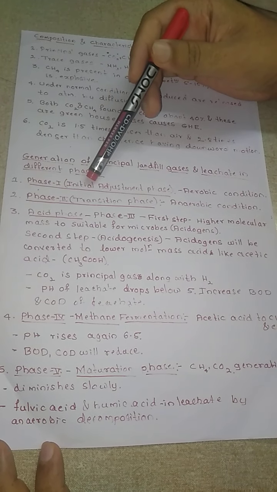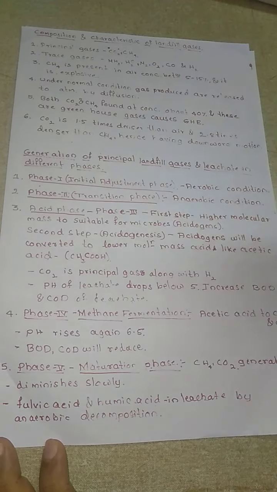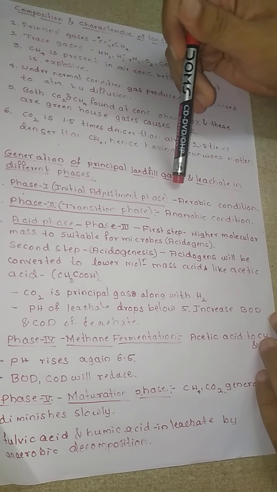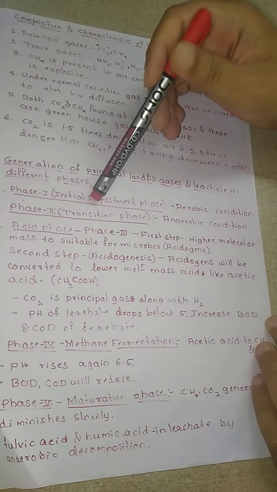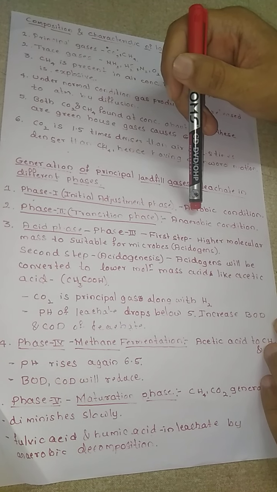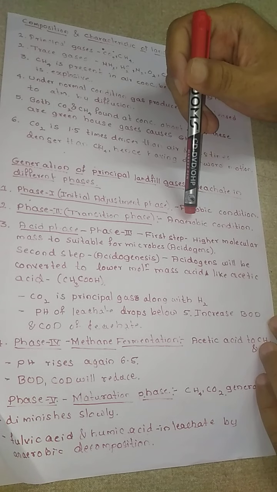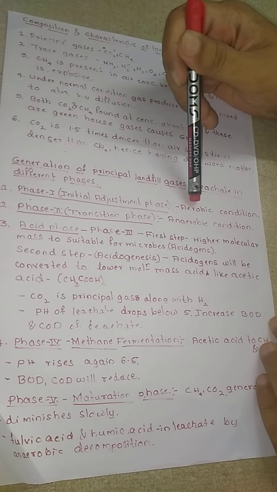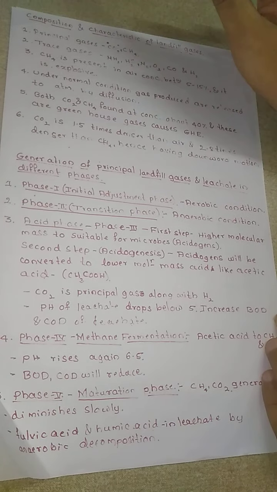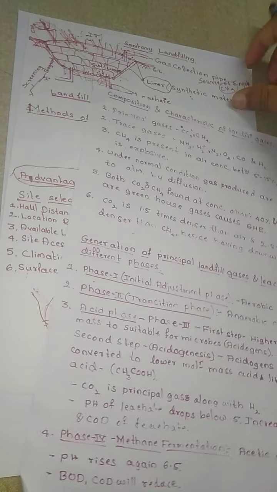That is phase 1, we call it the initial adjustment phase, in the aerobic condition. Now what does this initial adjustment phase mean? When in phase 1 we dump the waste material into the landfill area, it is still under the aerobic condition. Why? Because we have just closed the liner material above the landfill area. Just a minute, I'll show you how it works.